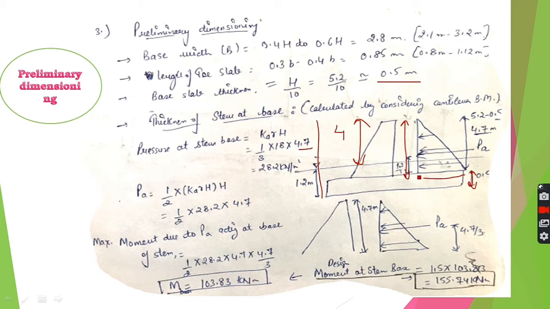Now Pa will be area of this triangle, half of height into base. So we get Pa from this formula, and then we calculate the moment acting at the base of this stem due to this force, which is Pa into h by 3, which we get as 103.83 kilonewton meter. This I have already explained earlier to you. Now this is moment 103.83. We multiply it with 1.5 to get the design bending moment 155.